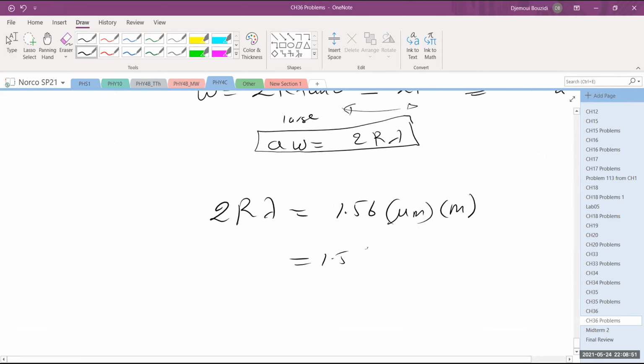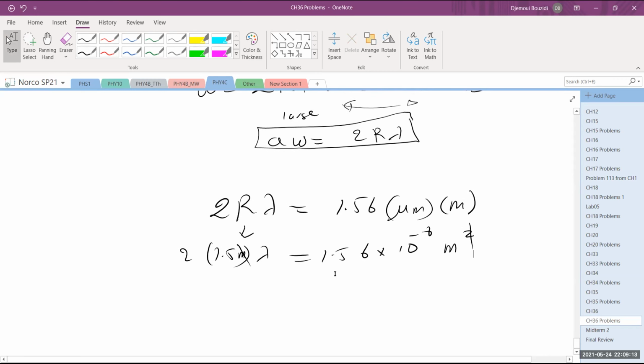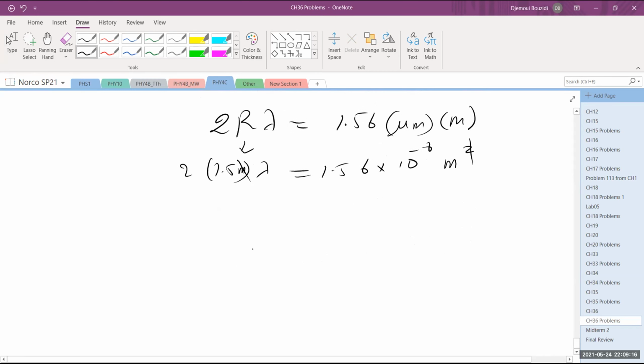And 1.56 times 10 to the negative 6, that's what the micro means, meter squared. And R, they told us, is specifically equal to 1.5 meters, times 2 times lambda. From here, one of the meters cancels the other meter, and we can find the value of lambda. So lambda is equal to 1.56 times 10 to the negative 6 divided by 2 times 1.5, which is 3.